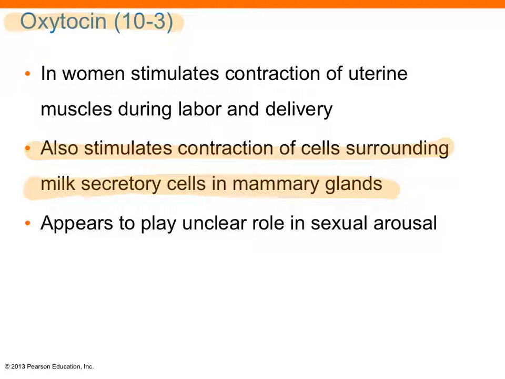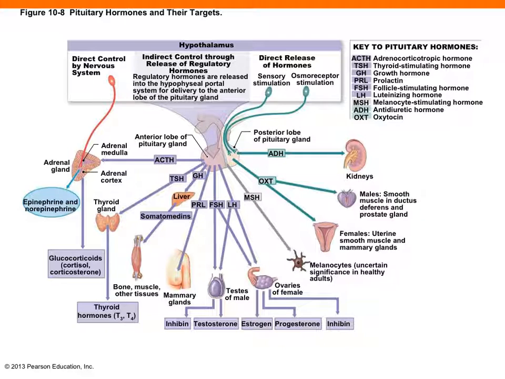Oxytocin is very important. In women, it stimulates the contraction of the uterine muscles during labor and delivery. It also stimulates the contraction of cells surrounding the milk secretory cells in the mammary glands. It also appears to play an unclear role in sexual arousal. Make sure you know this image. This goes into the hypothalamus and pituitary gland, and you can see the 7 hormones of the anterior pituitary and the 2 of the posterior pituitary. It also shows you the target areas that these hormones stimulate.